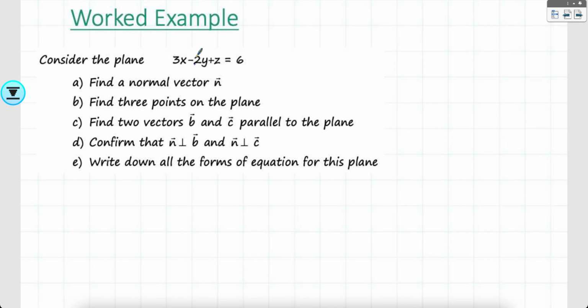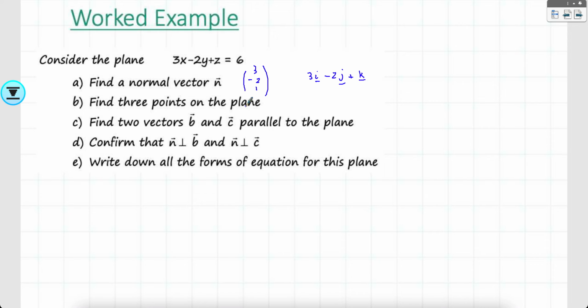Now, finding the normal, we said, remember a few slides ago, that if you're given the equation of the plane, remember that the coefficients of your x, y, and z are the normal vector. So the normal vector is basically 3, -2 and 1. Or you can write it as 3i minus 2j plus k. Alright, so that's for part A.